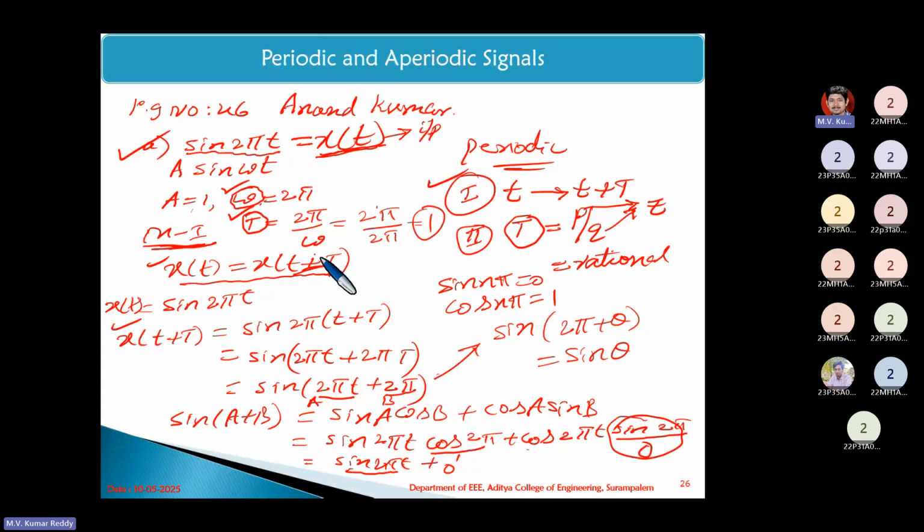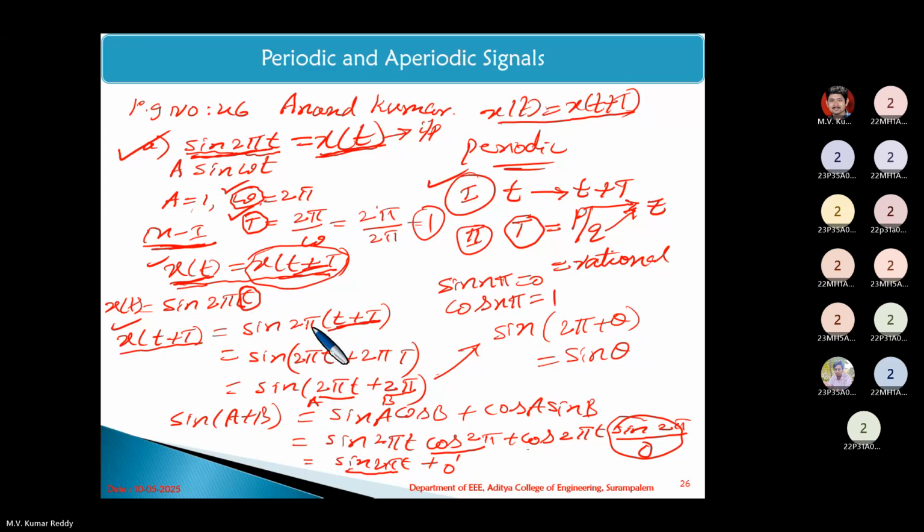Next, what is the condition for periodic? For periodic, x of t should be equal to x of t plus capital T. This is the condition for periodic. We already know x of t. Now we write the condition: x of t equals x of t plus T. In place of t, we put t plus capital T. Now multiplying, we get 2 pi t plus 2 pi capital T.